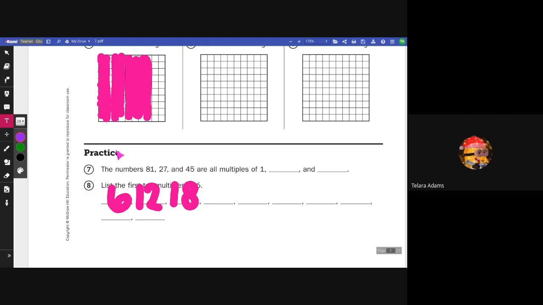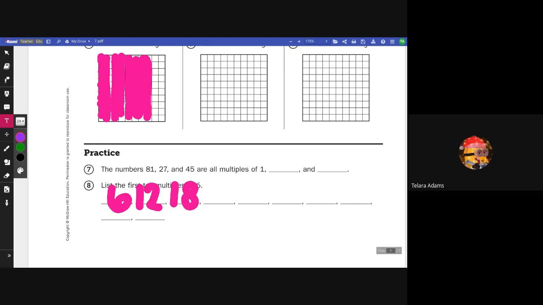Before I end this video, I am going to go over number 7 again. I'm going to explain that so we're not confused. The numbers 81, 27, and 45 are all multiples of what number? Let me explain it this way. What numbers can go in there evenly? We obviously said 1 is the first multiple, so we can divide 81 and have 81 groups of 1. Can we take 81 divided by 2 for 2 equal groups? No, we can't. What about 3?